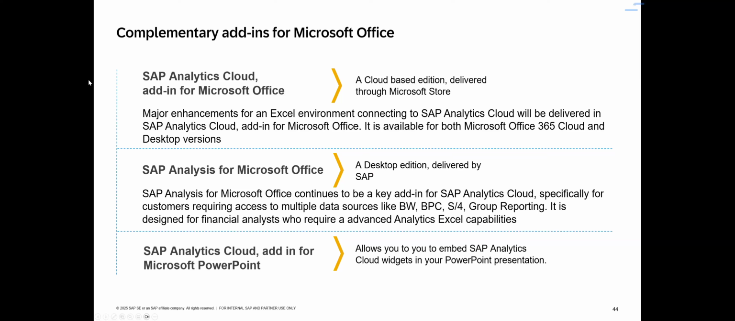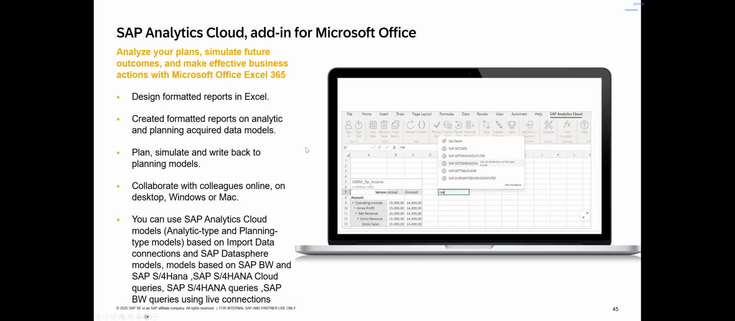Okay. After that, another feature of SAC, we have some add-ins. So we have three add-ins in total. One is the Analytics Cloud add-in for Microsoft Office. It's more of a cloud-based edition. And we have SAP Analysis for Office, commonly used as AFO. And also we have the SAP Analytics Cloud add-in for Microsoft PowerPoint, which allows you to embed SAP Analytics Cloud widgets into your PowerPoint presentation. Let us quickly look into a bit of detail.